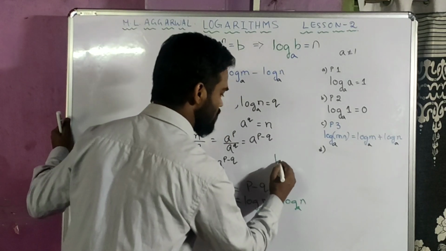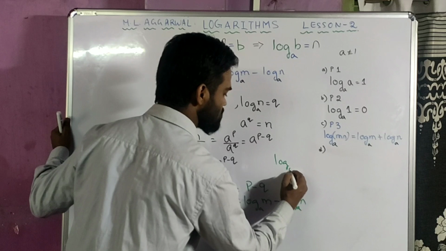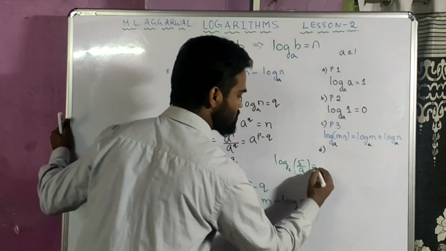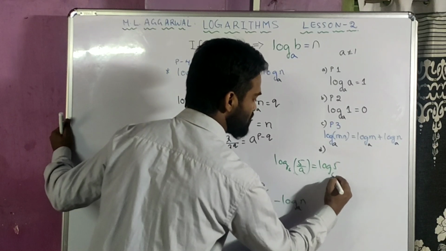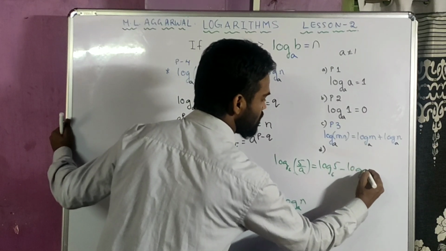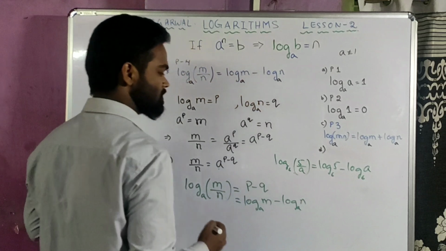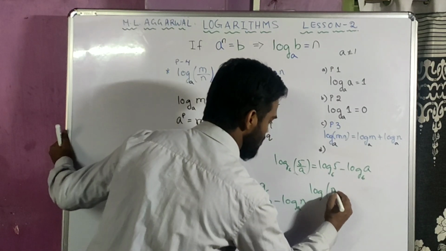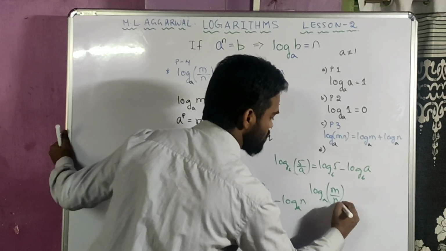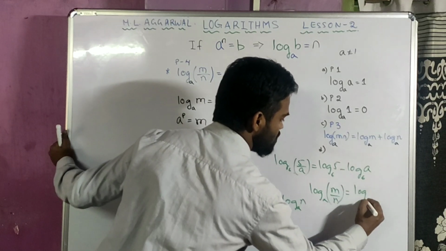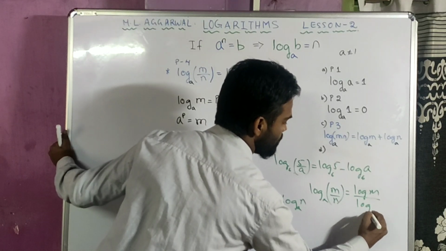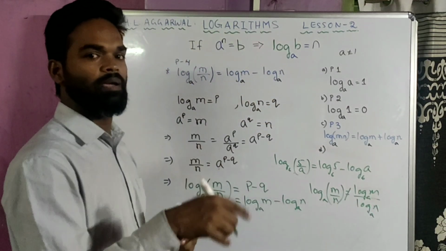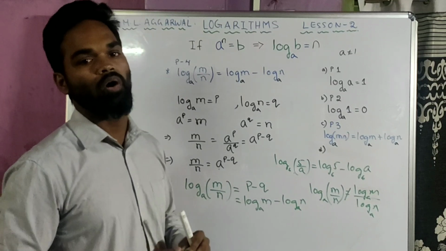What I mean, suppose you have log base 6 of 5 by a. You can write this as log 5 base 6 minus log a base 6. Is it clear? Be careful. Log m by n with the base a is not equal to log m by log n, they are not equal. Log m by n is log m minus log n.